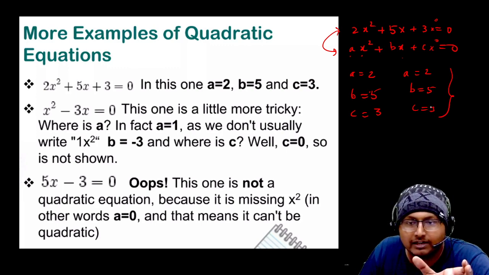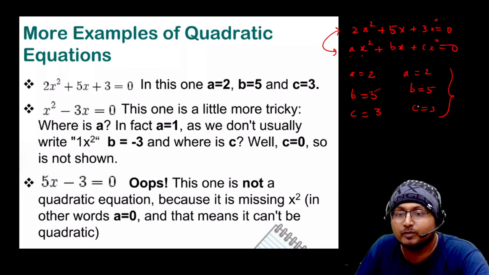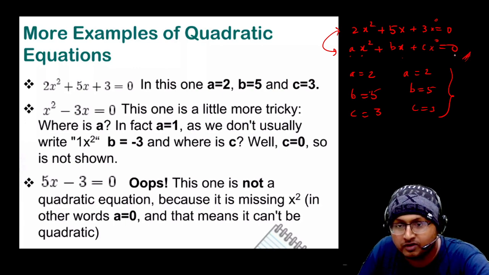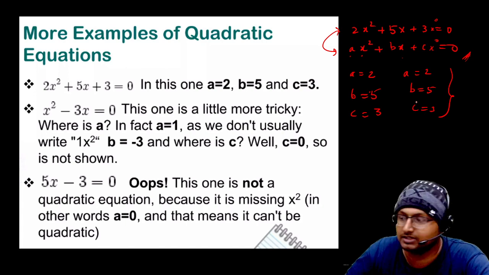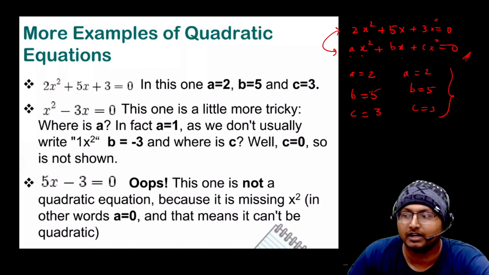Comparing the quadratic equation. Suppose the problem is not in the general form of a quadratic equation, we have to bring that into the general form of quadratic equation, ax square plus bx plus c equal to 0. And then, the next step is comparison of the coefficients. We have to compare the coefficients.